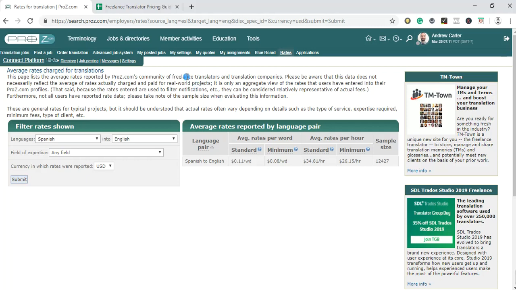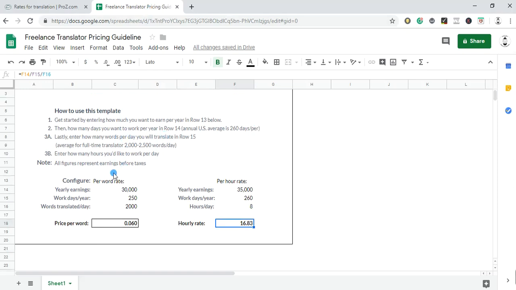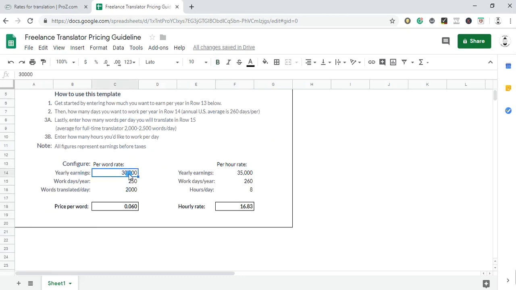Now, what I wanted to show you, I've created this little pricing guideline, and it's a very basic pricing guideline. It just is to give you an idea, kind of based on your own goals, your personal goals. So I have two. Again, I have the per word rate and the per hour rate. I'm just going to work on the per word rate because I think that's where most of us will begin. So here in the yearly earnings, you put how much you want to earn. For example, let's say I want to earn, let's say 40,000. And then in the next one, you put your work days per year.